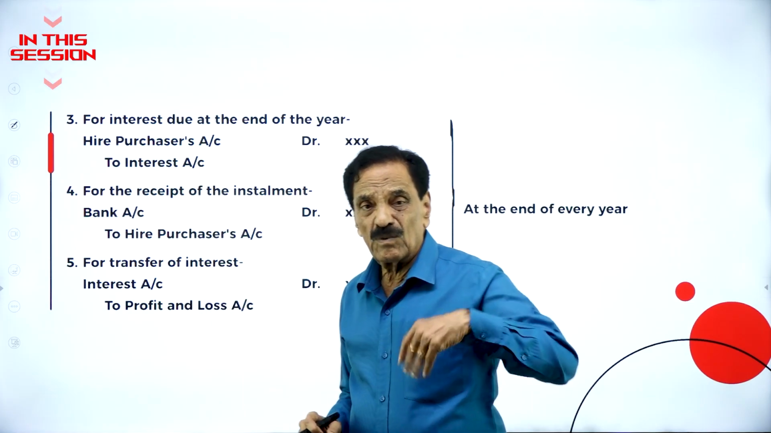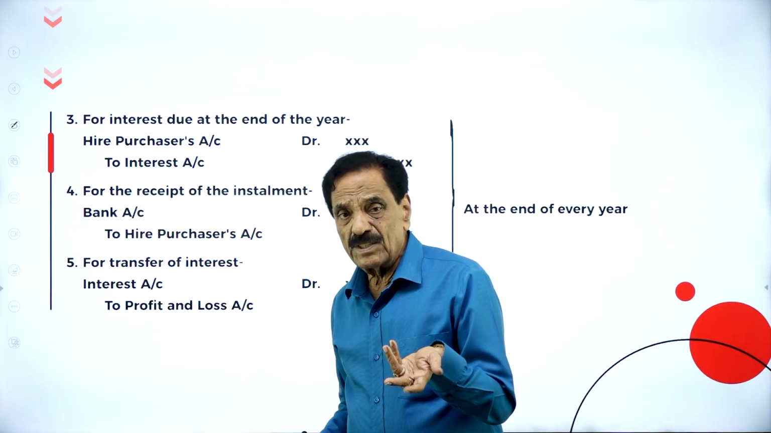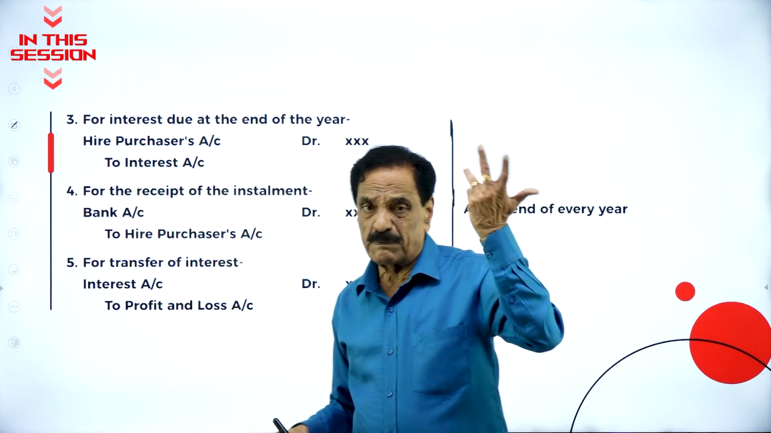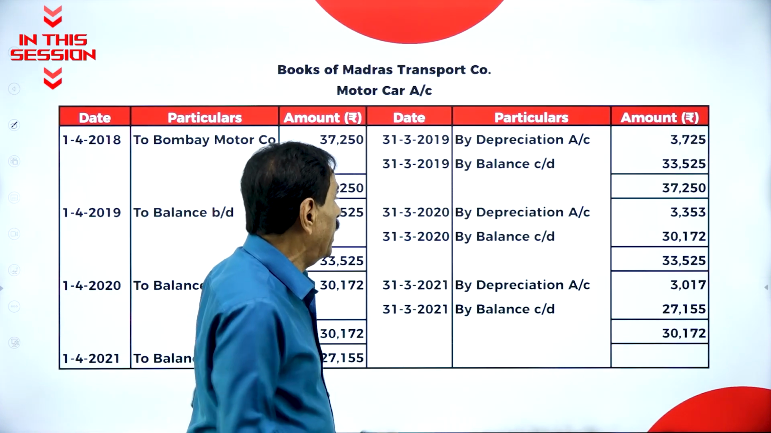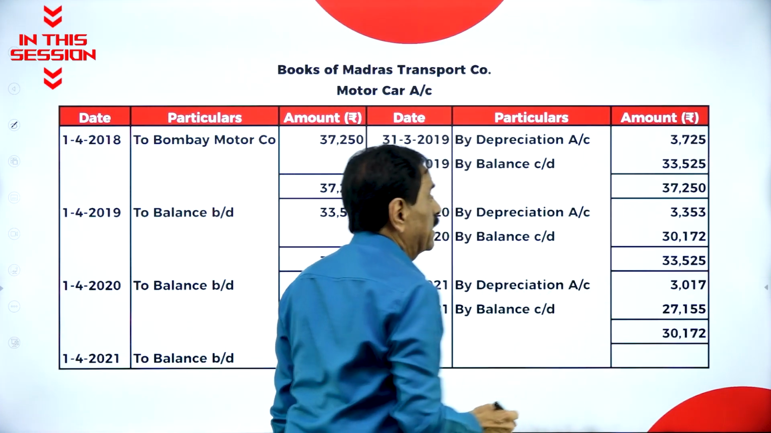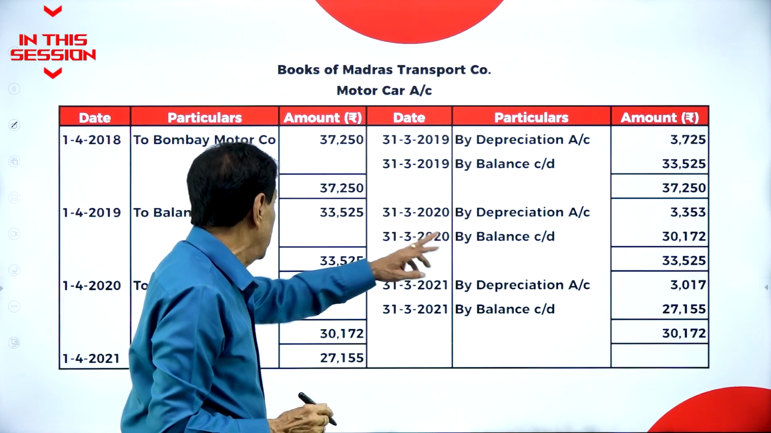Hire purchaser account debit to interest account. First installment bank account debit to hire purchaser account. By depreciation 10% on this 3725. The balance carried down is 33,525.